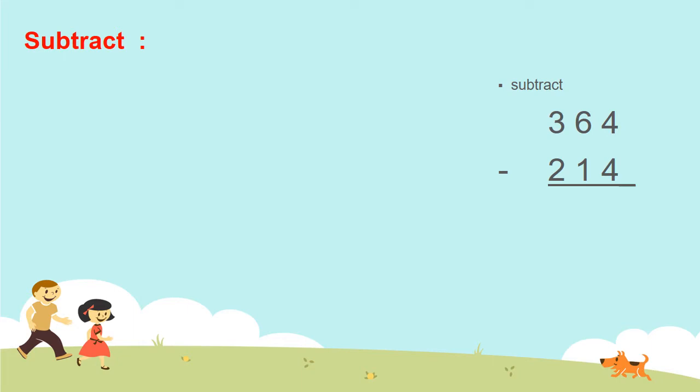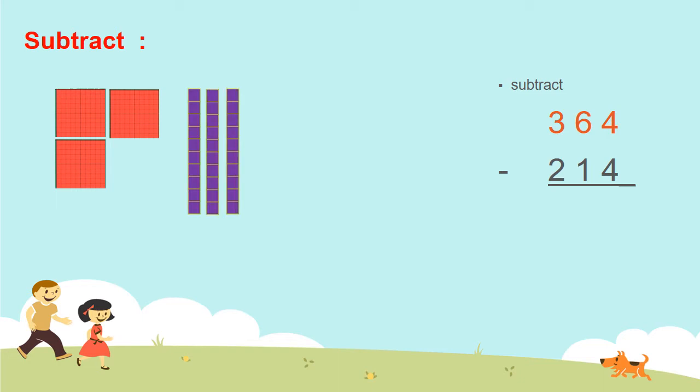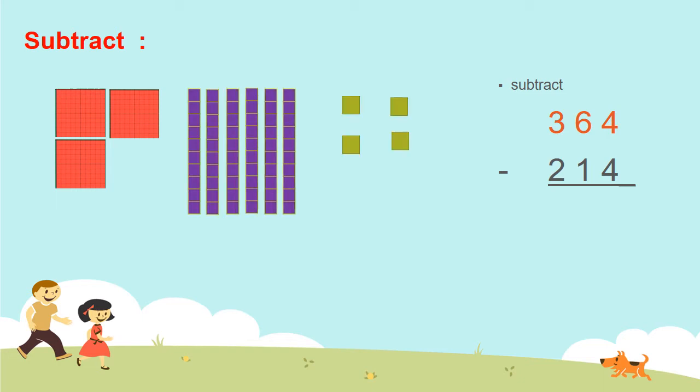Okay, next. Read the number first. 364. This number 214. Very good. Good job. Let's represent the first number. So it's 300, 6 tens and 4 ones.